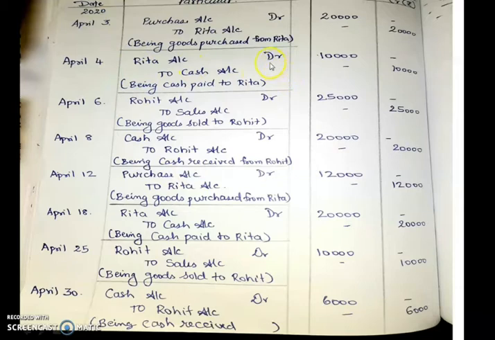Liability, capital and income follow the same rule. The rule for liability is when it increases you have to credit it, when it decreases you have to debit it. As the company is paying the liability towards Rita, our liability is decreasing by 10,000, so it is debited. Being cash paid to Rita.